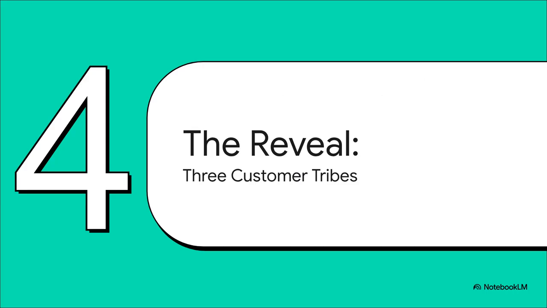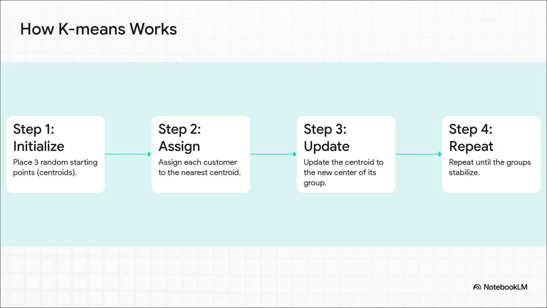Okay, now for the really exciting part, the big reveal. We know we're looking for 3 groups. We've prepped our data perfectly. It is time to run the algorithm and finally uncover the identities of our 3 hidden customer tribes. So how does K-means actually pull this off?